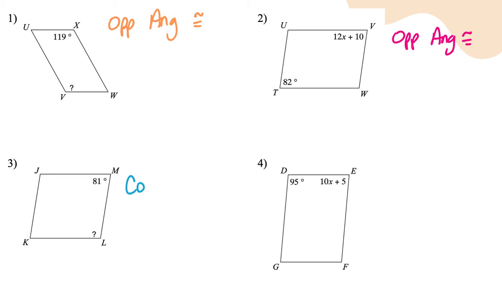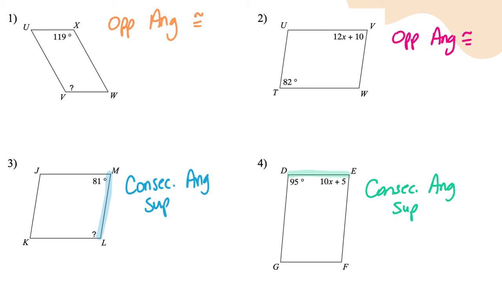Number 3, these share a side, and because of that, I can say that consecutive angles are supplementary. And on number 4, these share a side as well, which is why I would say here that consecutive angles are supplementary. So when I'm going to solve, anytime I have something that is congruent, and that's our squiggle over equal sign, that equation is set up as A equals B.